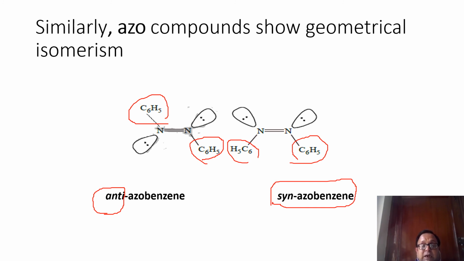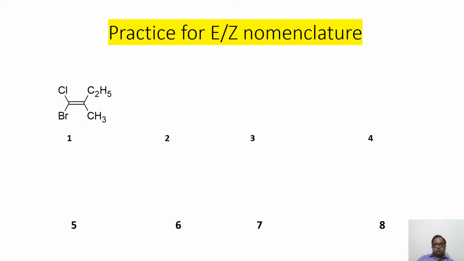So students, get ready with a paper and a pen. Let's have a very small assessment of what we have studied till now. What we have discussed till now, we can have a small practice session for it. Here I will provide 8 structures, and you have to give the E or Z configuration. You will get 30 seconds for each structure. So the first structure is available for you.